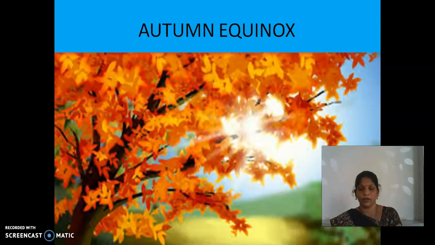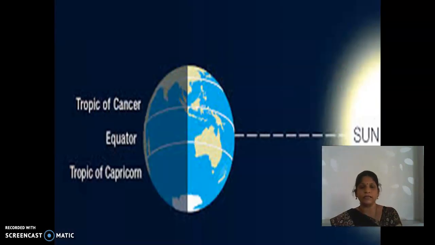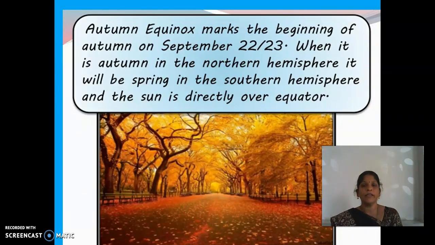Yes, you see the autumn equinox and how the earth receives equal sunlight. Autumn equinox marks the beginning of autumn. Not for us, because most parts of India do not experience the autumn season. It is for the western countries, September 23 or 22. When it is autumn in the northern hemisphere, it will be spring in the southern hemisphere.